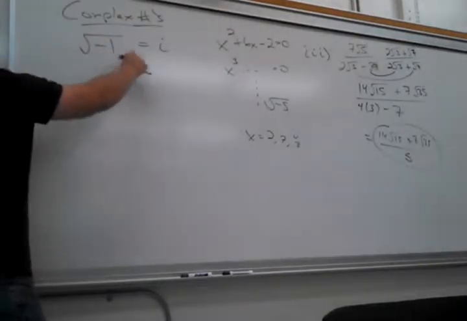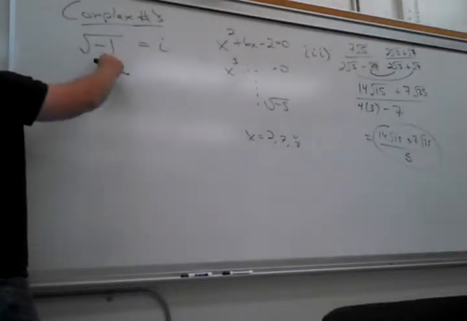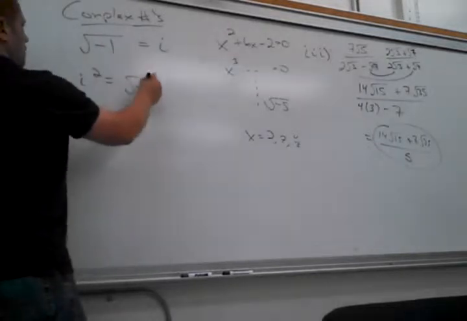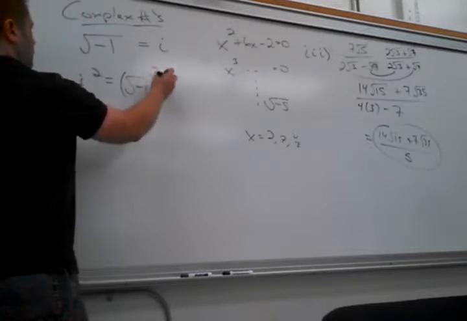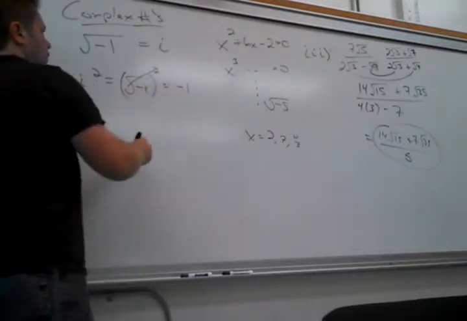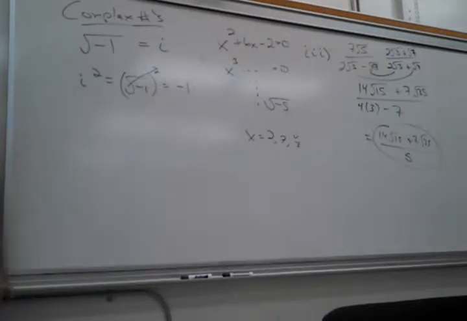The minute I define i to be this, what's i squared going to be? What's the square of the square root? Cancel. So you're left with negative 1.